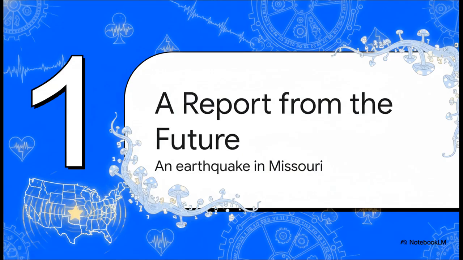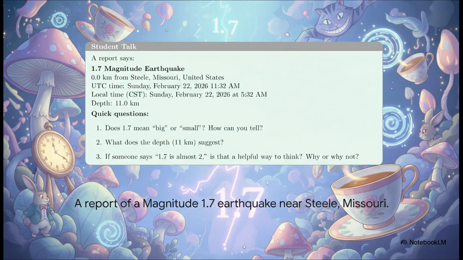All right, to really get this, let's just jump right in with an example. We're going to look at the New Madrid seismic zone. It's a super active area right in the heart of the US that has a history of big quakes. So here we go. This is a report for a magnitude 1.7 earthquake near Steele, Missouri. It's tiny, definitely not something that's going to cause any damage. But the number you really want to focus on here is 1.7. Our entire journey into the math of earthquakes starts with that one little number.